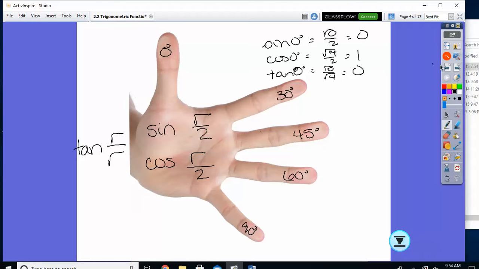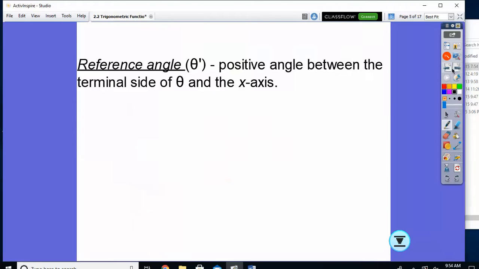Today we're going to continue using this, and we're going to talk about non-acute angles. So angles that don't fall between 0 and 90. And our strategy with these is to use what are called reference angles. So this is a definition you might want to write down. With our reference angle, the notation, we use theta with a little tick mark next to it, theta prime. That represents a reference angle. And it is just the positive angle between the terminal side of theta and the x-axis.